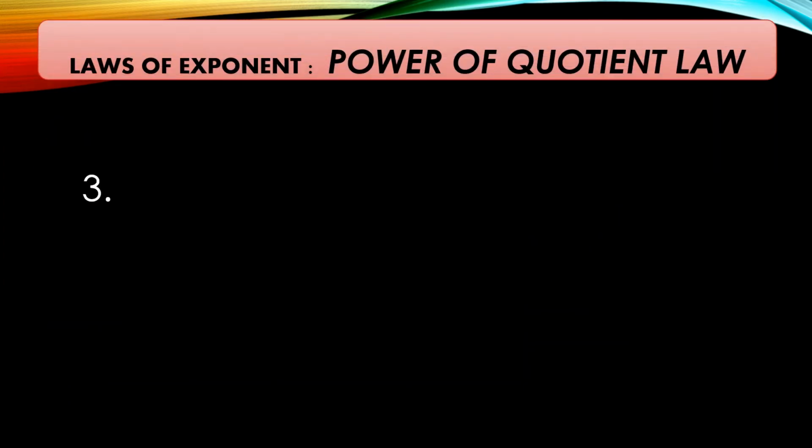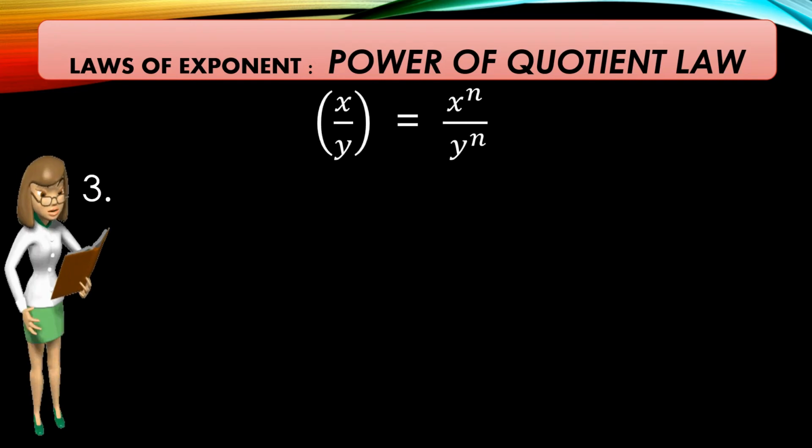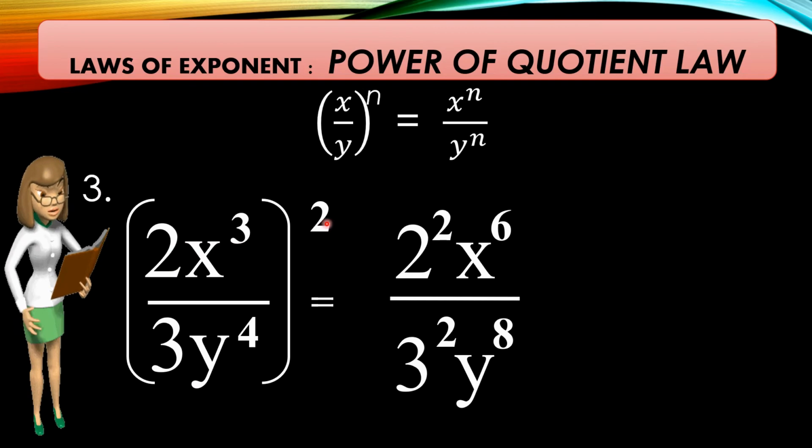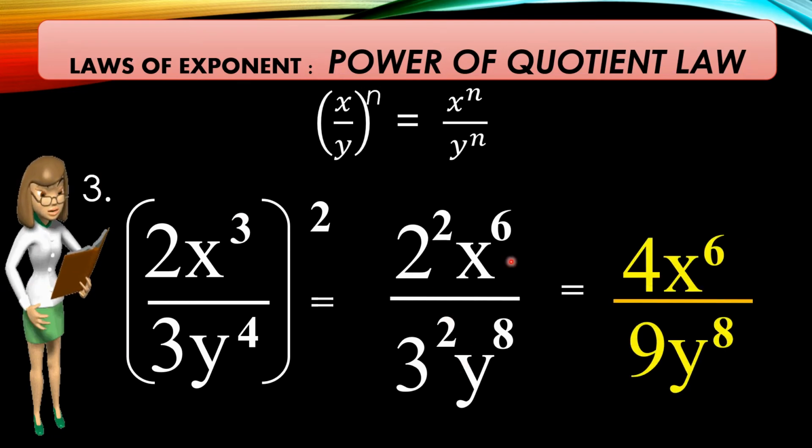Okay, the third example. So we have 2x cubed over 3y to the 4th, quantity squared. So we distribute the exponent. 2 squared, x raised to 6, because we multiply, all over 3 squared, y raised to 8. And for our final answer, we need to simplify this. 2 times 2 is 4. 3 times 3 is 9. 4x raised to 6 all over 9y raised to 8. And that is the final answer.